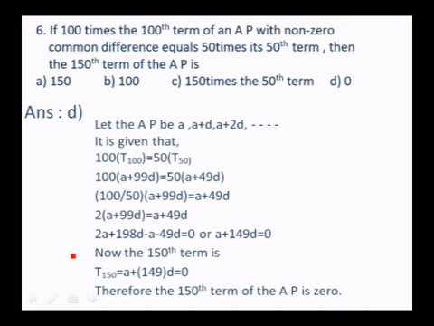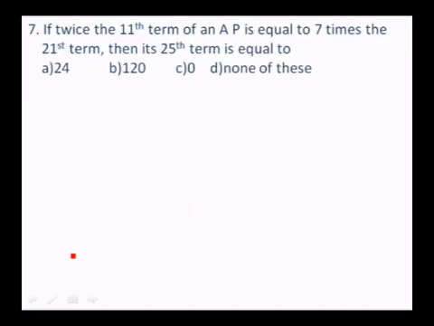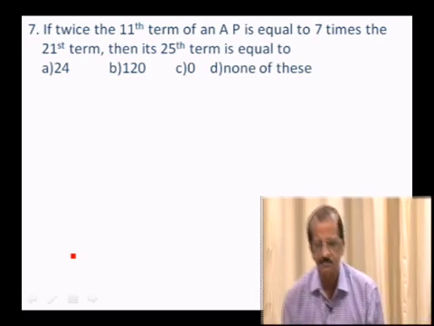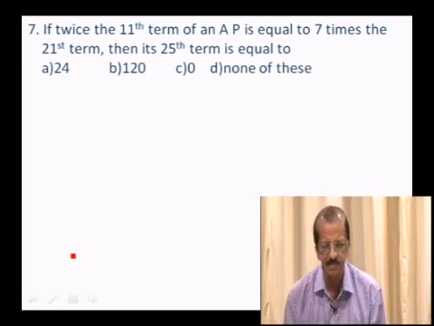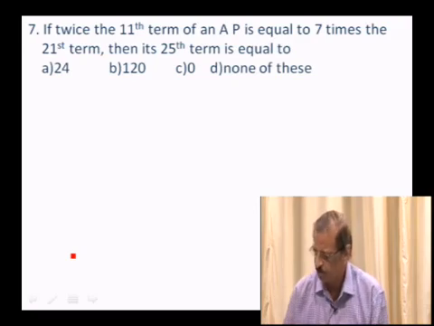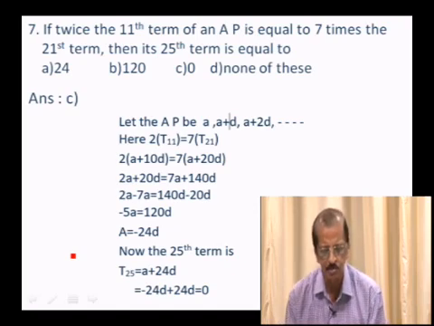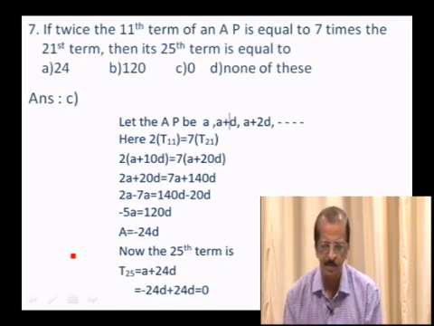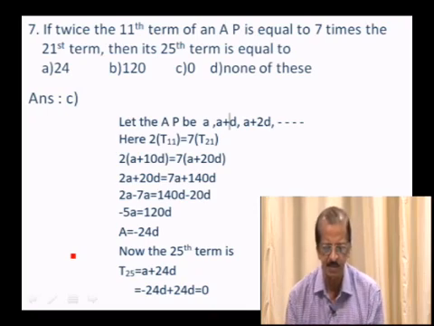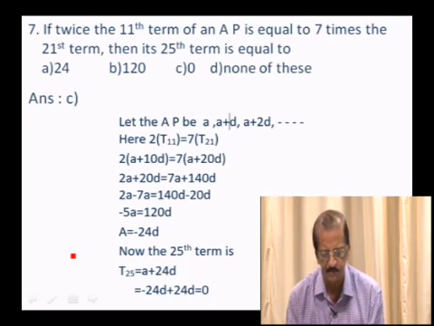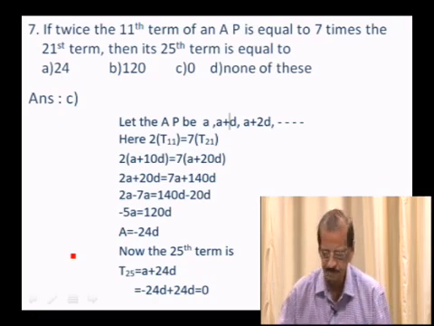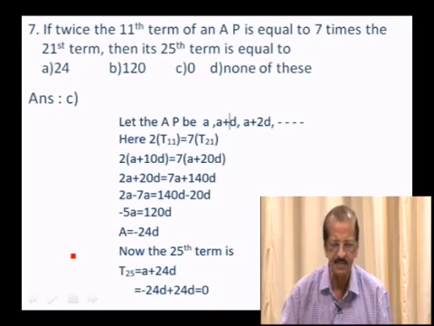So, carefully work out this one. It's not very difficult. You can just do that. Seventh one, twice the 11th term of an AP is equal to 7 times the 21st term. Then its 25th term is also equal to. Here also, in the same manner, you can just work it out. You know these two terms. 2 into T11 is equal to 7 into T21. 2 into (A plus 10D) is equal to 7 into (A plus 20D). If you simplify, you get A equals minus 24D. Now, the 25th term T25 is equal to A plus 24D. So, minus 24D plus 24D is equal to 0. So, the option is once again C, 0.